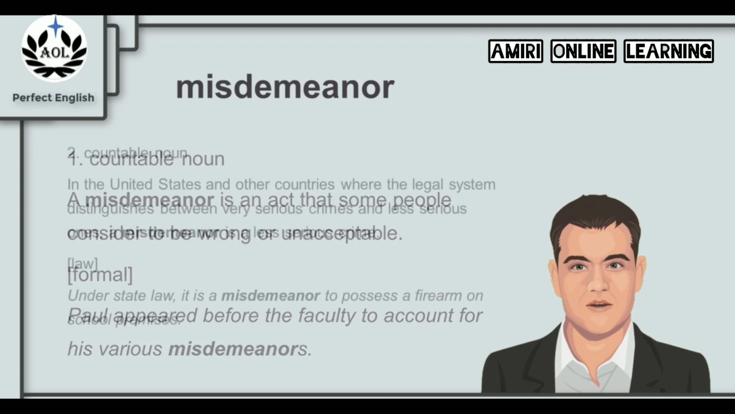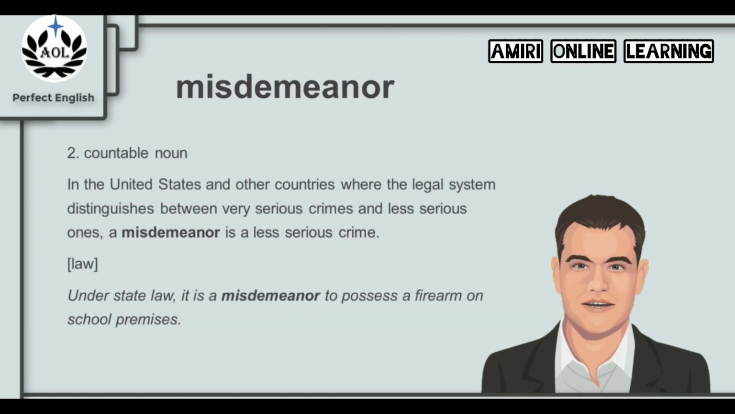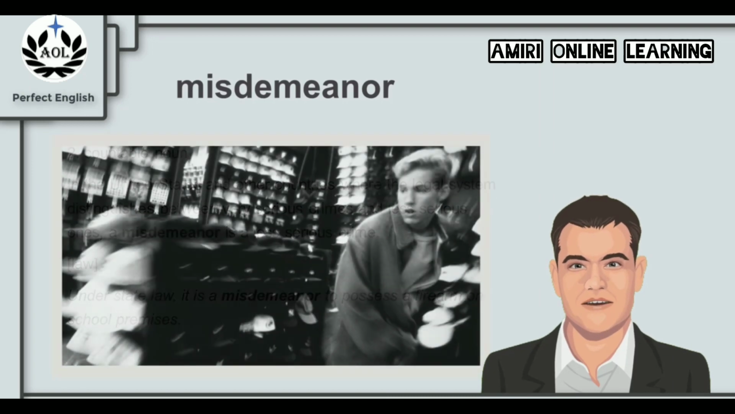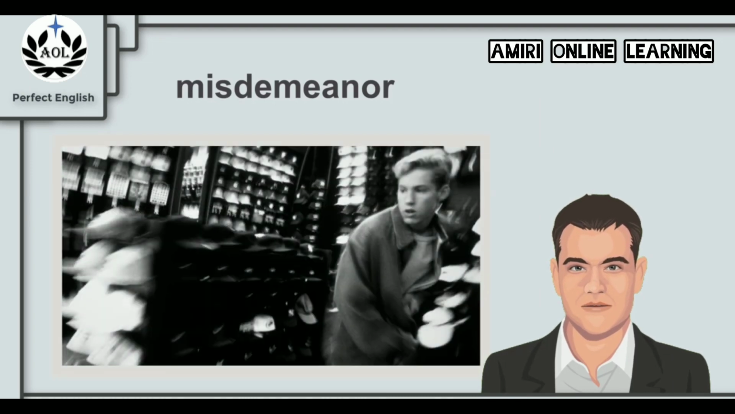A misdemeanor can be used in a different context. In the United States and other countries where the legal system distinguishes between very serious crimes and less serious ones, a misdemeanor is a less serious crime, and that is a law term. For example, under state law, it is a misdemeanor to possess a firearm on school premises, which is strange, actually outrageous, but in some states it is the law. It is considered a less serious crime. So the next time you remember the picture of this boy hurrying out of the shop, maybe because he stole something from the shop, remember the word misdemeanor and what it means.